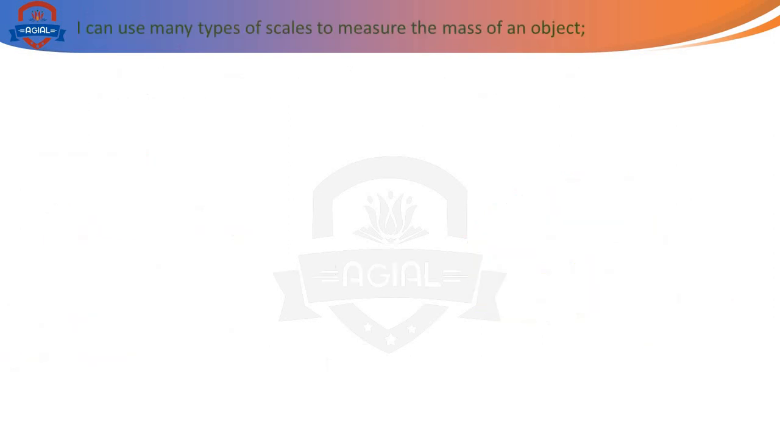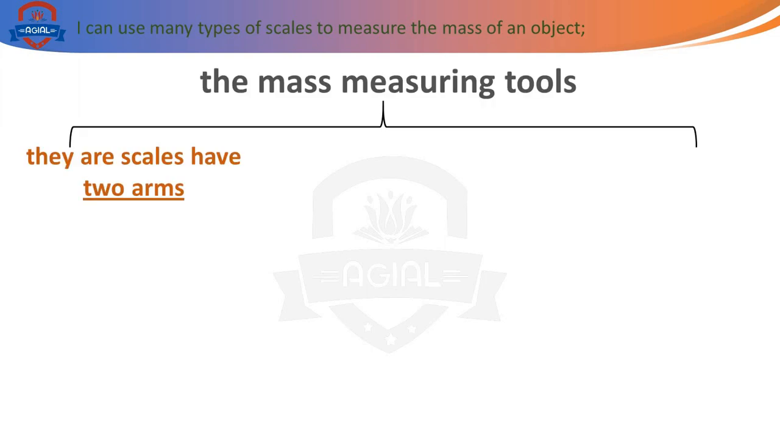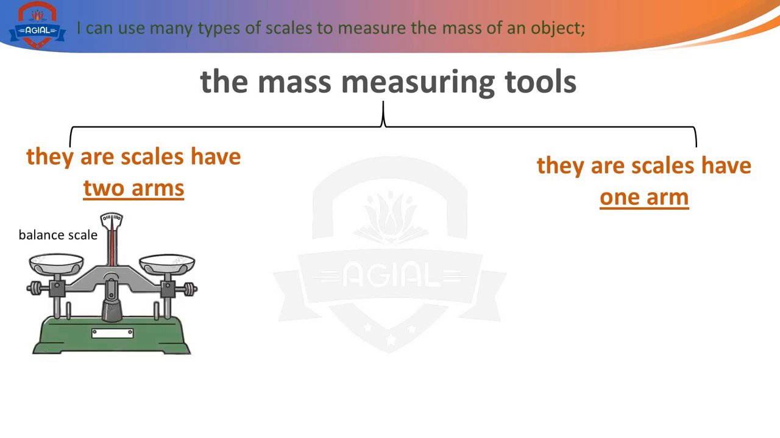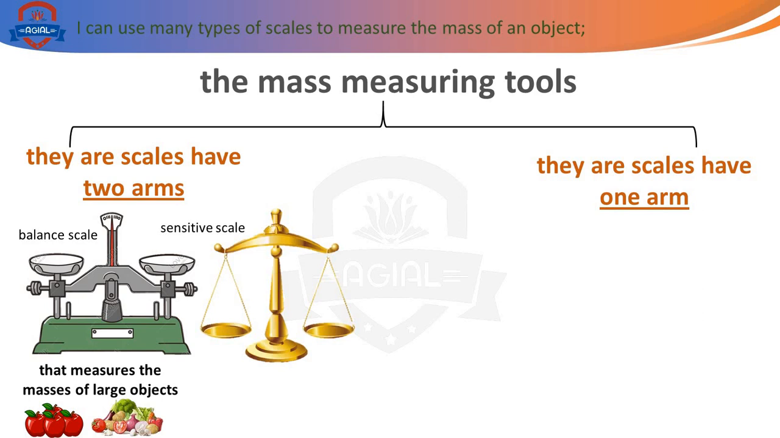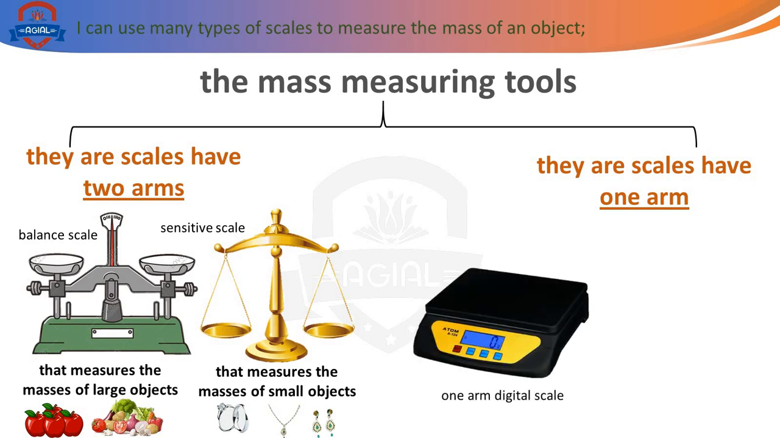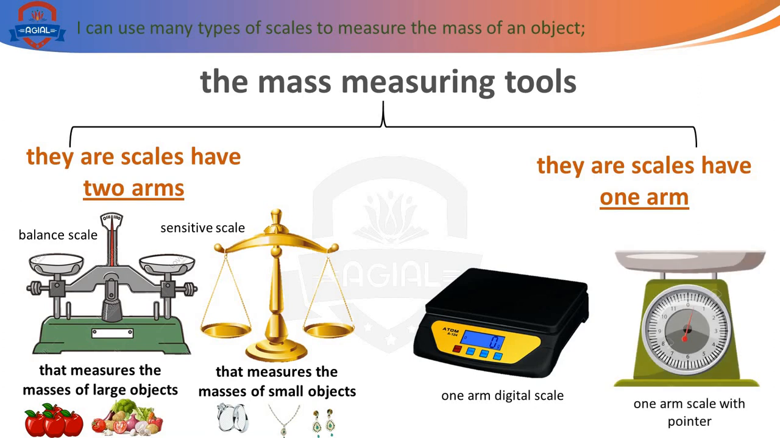We use many types of scale to measure mass. The scale maybe has 2 arms or it maybe has 1 arm. 2 arms like the balance scale, which we can use to measure large masses like vegetables and fruits, and the sensitive scale, which we can use to measure small masses. And the other type, the scale which has 1 arm, like the 1 arm digital scale and the 1 arm scale with pointer.